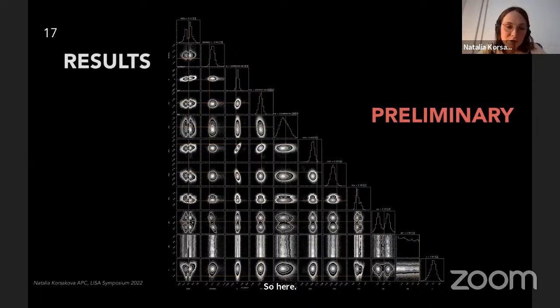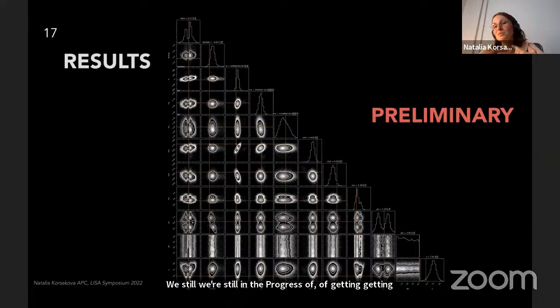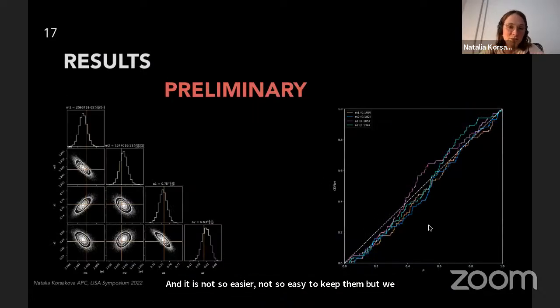Here are some preliminary results. We are still in the process of getting the final results. The problem happened to be quite complicated, because the signals for LISA have quite high SNR, and it is not so easy to fit them, but we are almost there. And here are some results also on the intrinsic parameters. Here is a PP plot showing that we can fit these parameters quite well.